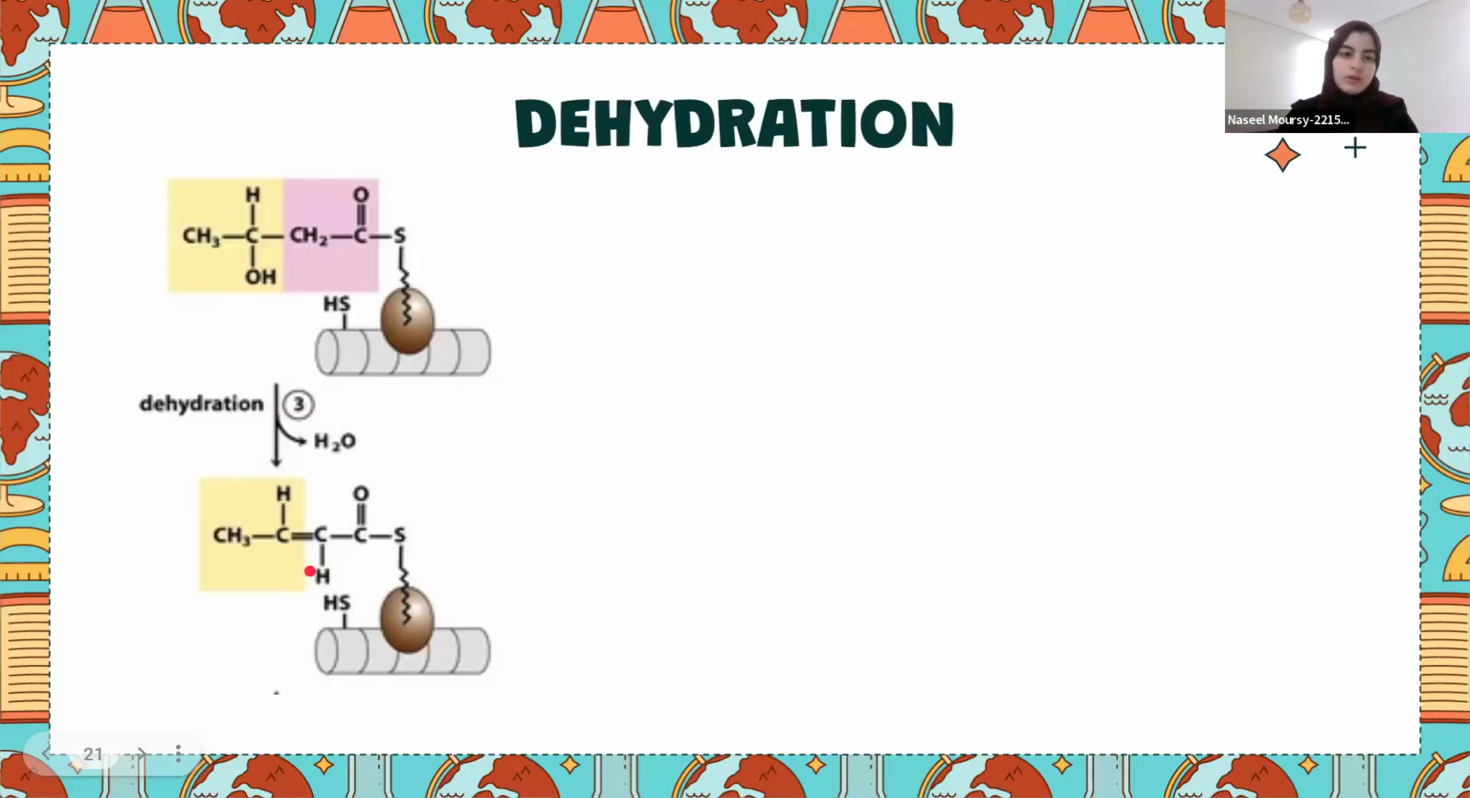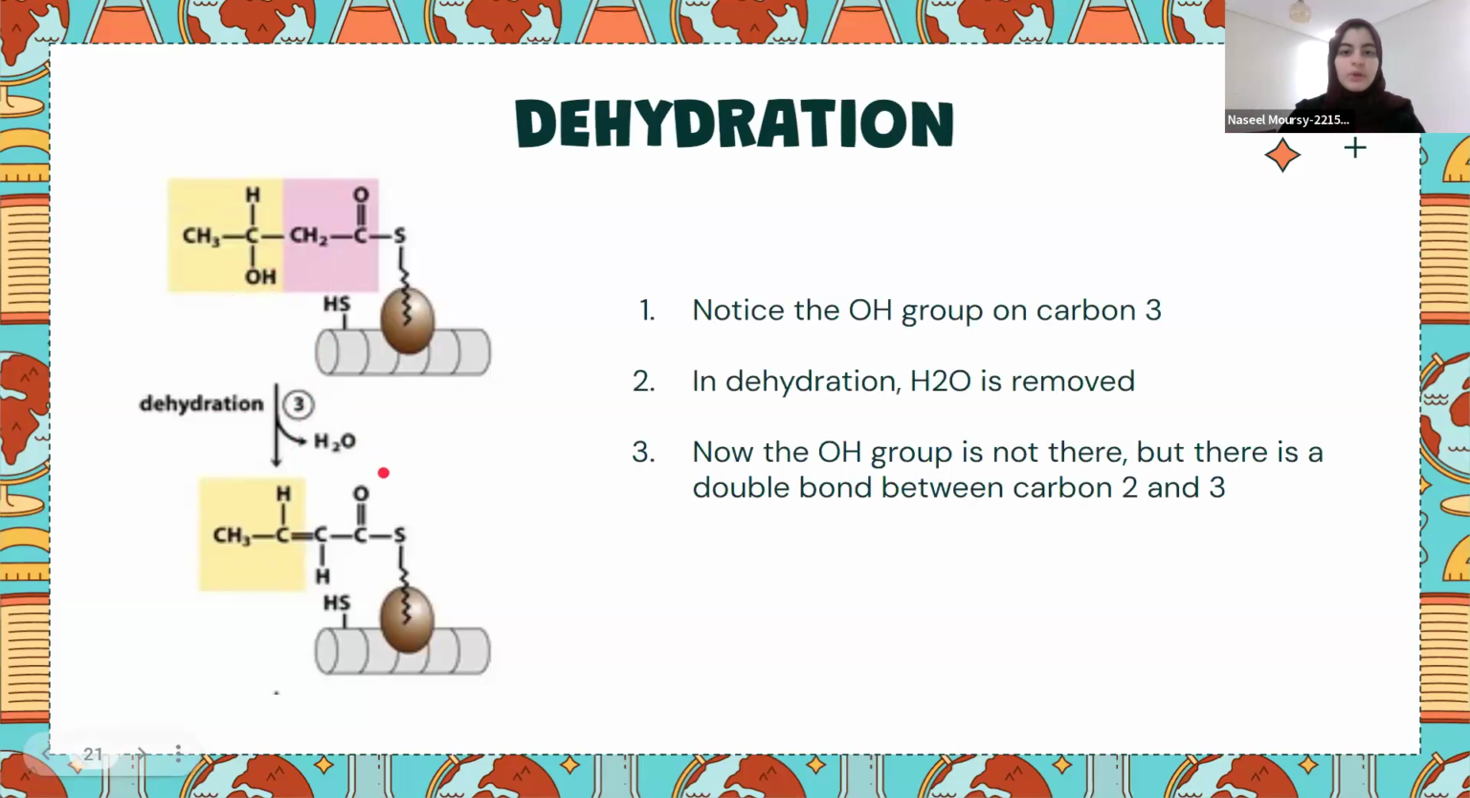So in general, you don't really need to know these details, but in dehydration you've lost water, and you mainly got rid of this hydroxyl group, okay? This OH group, okay? So notice the OH group on carbon number 3. Here it is. In dehydration, water is removed. Now, this hydroxyl group is not there anymore. However, we have a double bond between carbon number 2 and 3.